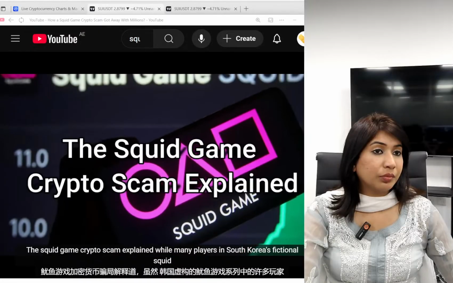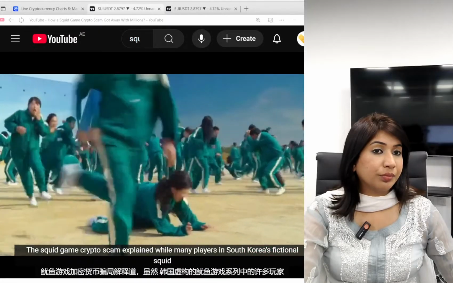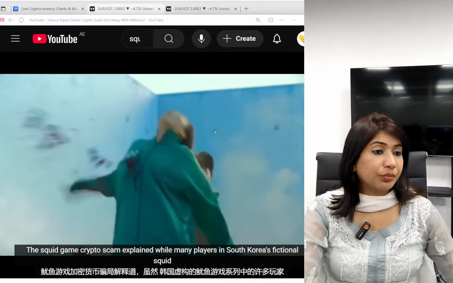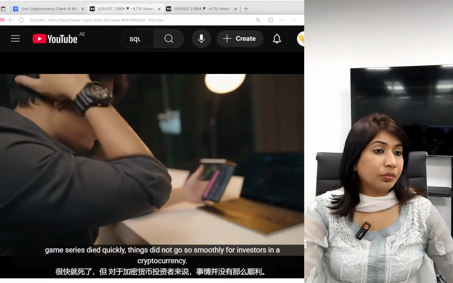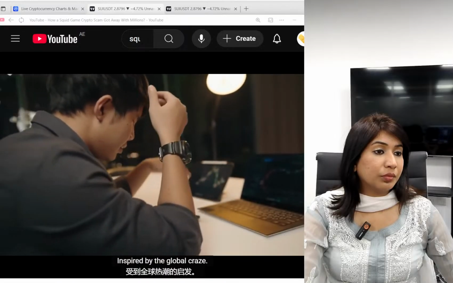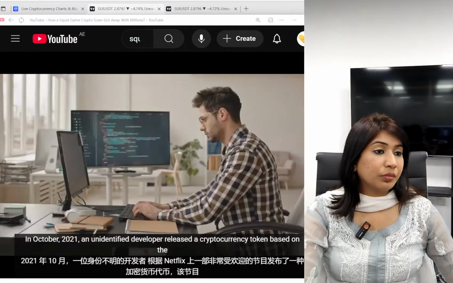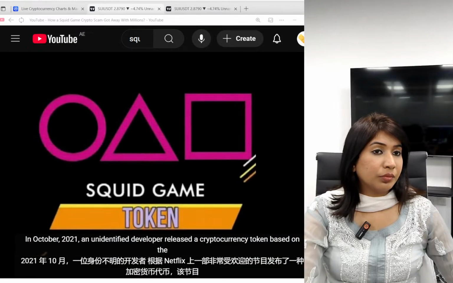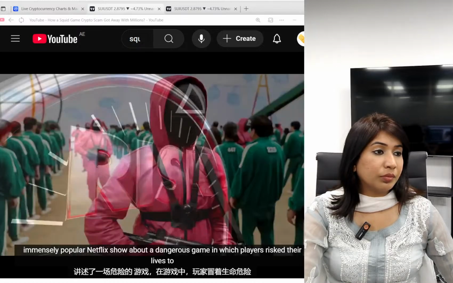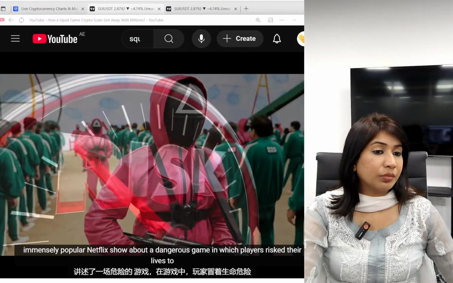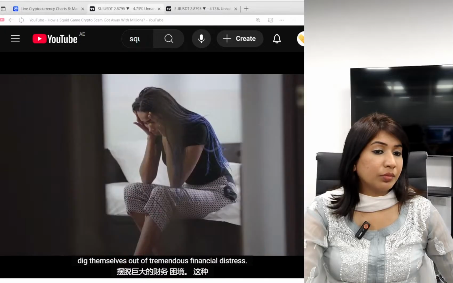The Squid Game crypto scam explained. While many players in South Korea's fictional Squid Game series died quickly, things did not go so smoothly for investors in a cryptocurrency inspired by the global craze. In October 2021, an unidentified developer released a cryptocurrency token based on the immensely popular Netflix show about a dangerous game in which players risk their lives to dig themselves out of tremendous financial distress.